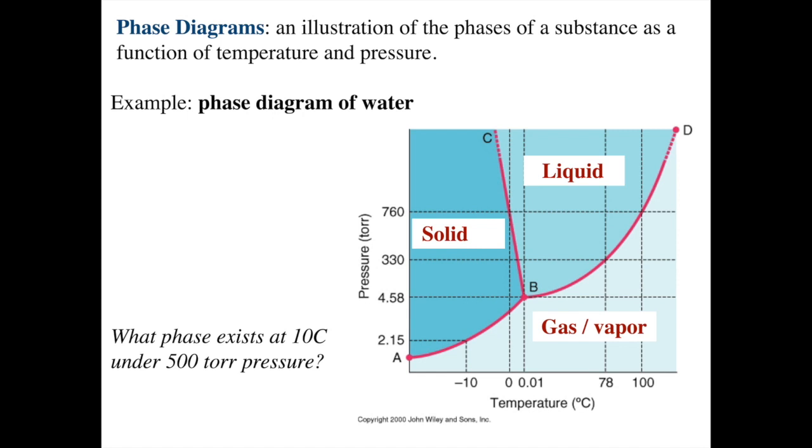So what phase exists at 10 degrees Celsius and 500 torr of pressure? Well, 10 degrees Celsius is about here. If we go up, somewhere around here is 500 torr, and that would place us in the liquid phase. Be careful when you look at the y-axis. Quite often the pressure axis is not actually a linear axis. It may be logarithmic, for instance.